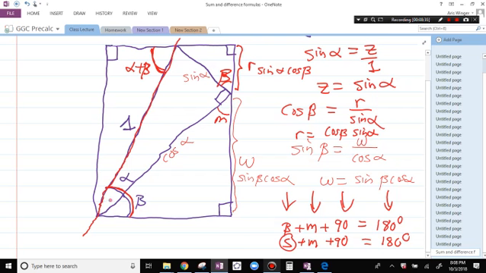This entire side right here, I'm going to call that A. What angle relates alpha plus beta, its opposite, and this hypotenuse? Sine. The sine of alpha plus beta is A over 1.